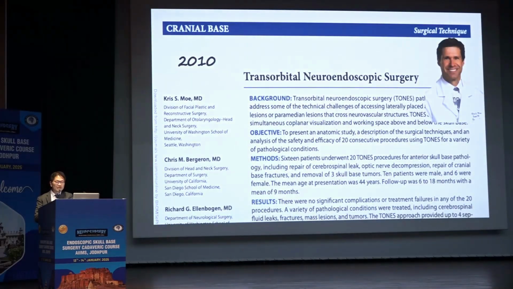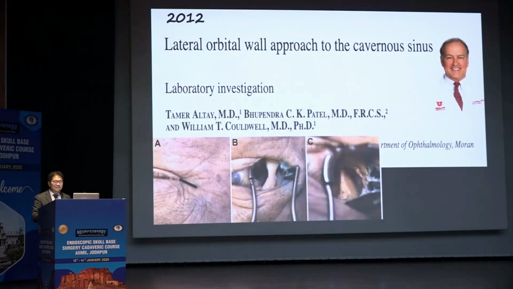And the first time, Chris Moss from Seattle, he is an ENT doctor. He made transorbital surgeries to access the anterior cranial fossa, such as for trauma or CSF leaks, and sometimes some orbital tumors. And very similarly, Bill Caldwell started the lateral orbital wall approaches to access the cavernous sinus area. He removed the lateral orbital wall to access the cavernous sinus under the microscope.